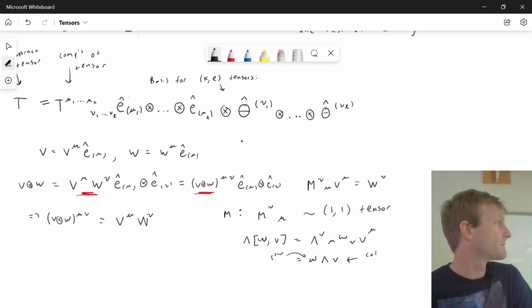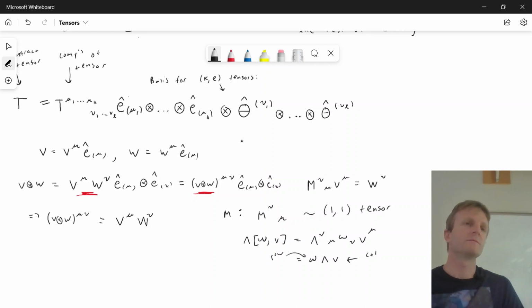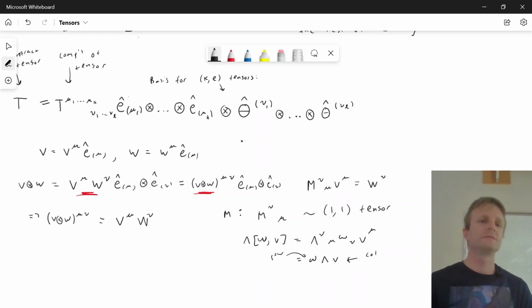Yeah? So what is that? So we get the tensor product first between the basis vectors and then V and W? First? Yeah, I skipped a step. I could have written parentheses V mu E mu tensor W nu E nu, and then just because everything is linear, pulled out the V mu W nu. Right. That's what's going on.